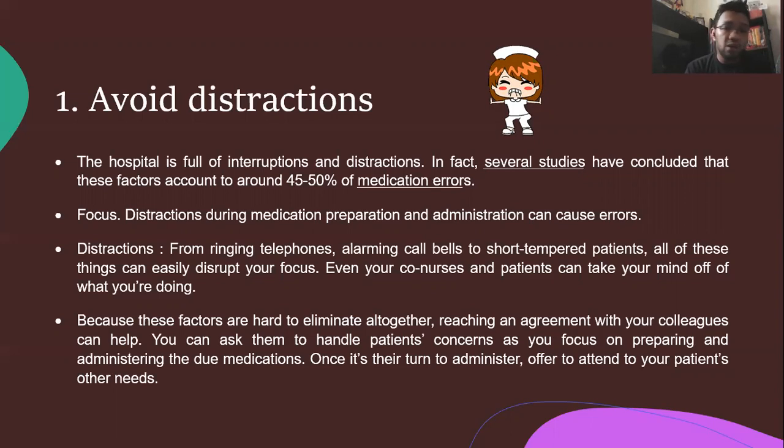Because these factors are hard to eliminate altogether, reaching an agreement with your colleagues can help. So you need to talk it out with your colleagues, your co-workers, nurses at the nurse station, that when you're preparing drugs, you need to avoid certain distractions. You can also ask them to handle patients' concerns as you focus on preparing and administering the due medications. Because it's important to focus, check, calculate the drug dosages. And once it's also their turn to administer drugs, offer to attend to their patients' other needs.